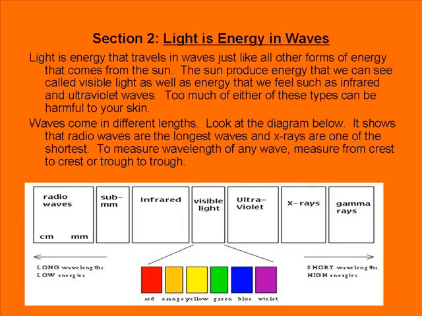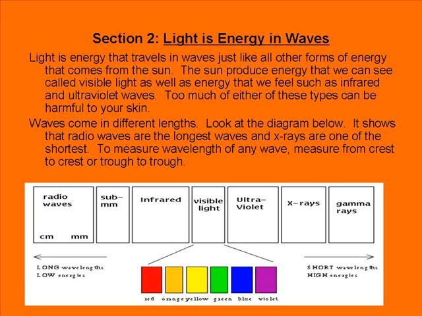Section 2. Light is energy in waves. From that section, the most important points for you to know is that light is energy that travels in waves, just like all other forms of energy that comes from the sun. The sun produces energy that we can see, called visible light, as well as energy that we feel, such as infrared and ultraviolet waves. Too much of either of these types can be harmful to your skin.